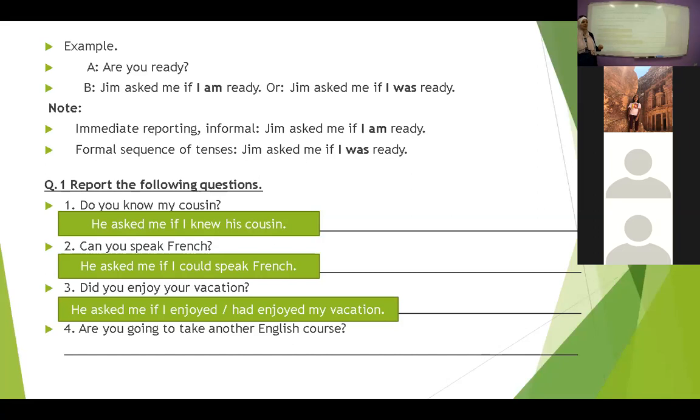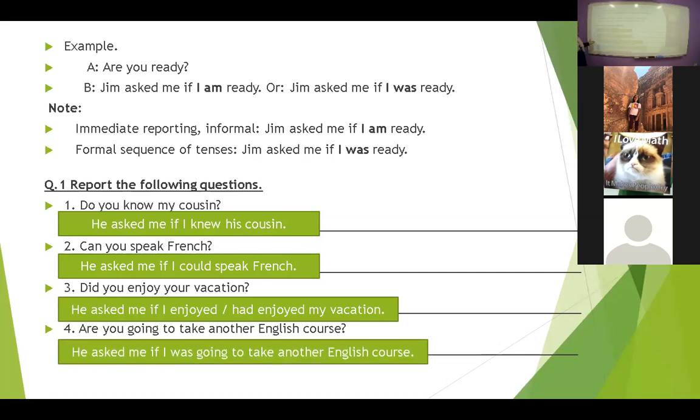Now, I called someone, Nada. Yes, the last one. Number 4. He asked me if I was going to take another English course. Amazing. This sentence is very easy. Why? Because we changed one thing. We added if, and are you going becomes I was going. The pronoun is changed, of course. We are done with the pronouns. You know how to change the pronouns.